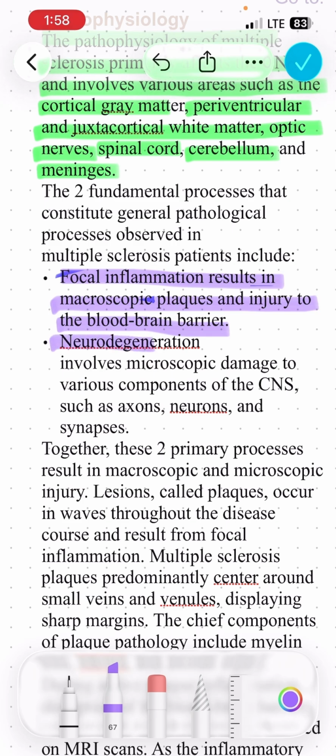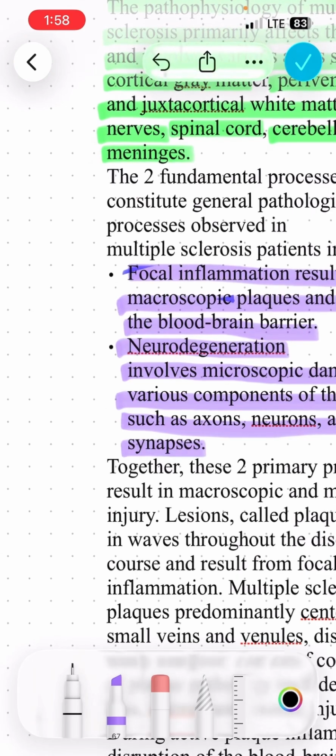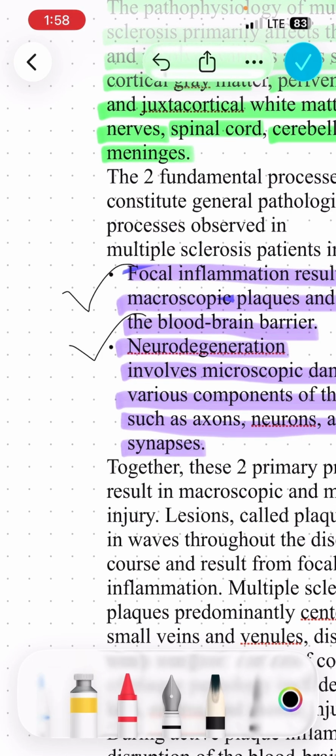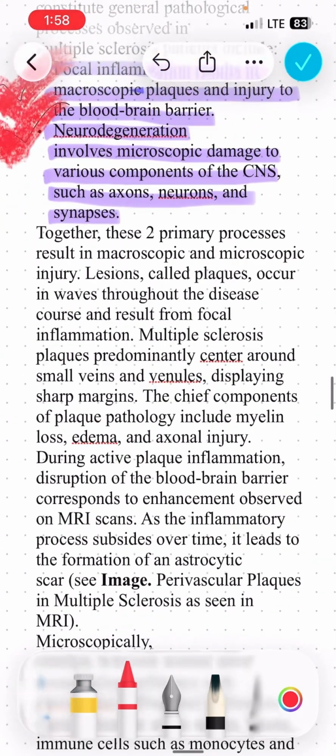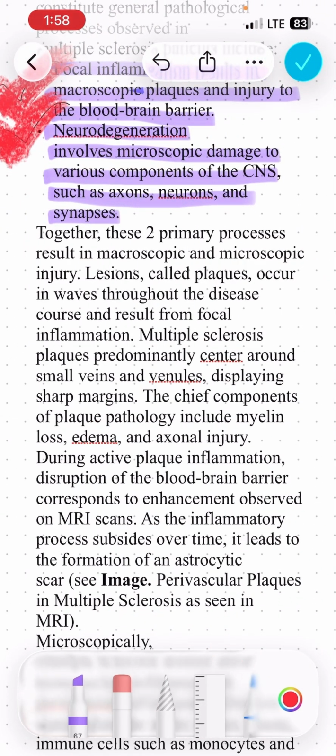That is the first fundamental, and the second is neurodegeneration, involving the microscopic damage to the various components of the CNS such as axons, neurons and synapses. We have also discussed these two fundamentals, and you should always remember them. Together, these two primary processes result in a macroscopic and microscopic picture of the injury, and the lesions called plaques occur in waves throughout the disease and result from the focal inflammation.